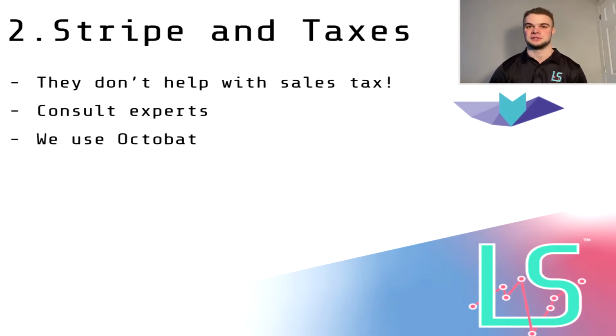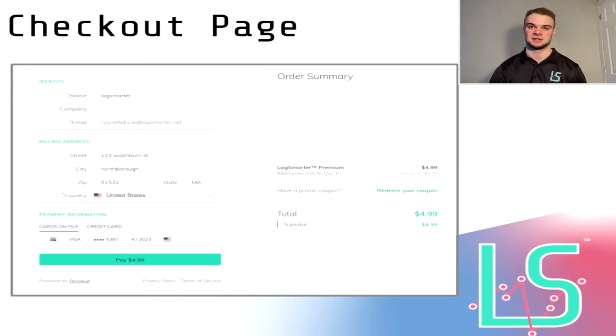After doing a lot of research, consulting with my advisors, my team, and a real accountant, I finally felt confident enough to proceed and landed on using a third-party service called Octobat that integrates with Stripe to create a checkout page, and that checkout page will calculate sales tax at checkout time based on the customer's location. It's actually the checkout page that I showed you in the last section.